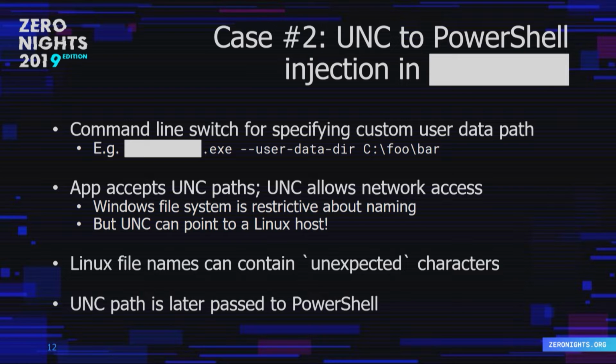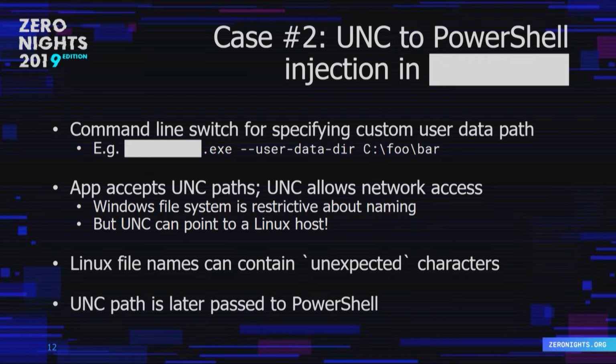So, the attack starts with a fairly similar pattern. The executable supports a command line switch to specify the user data directory, just like the previous app. And it accepts UNC paths, so you can specify a network path. But what's different here is that there wasn't anything in the configuration files that could be used to trigger code execution directly. So I had to come up with something else.